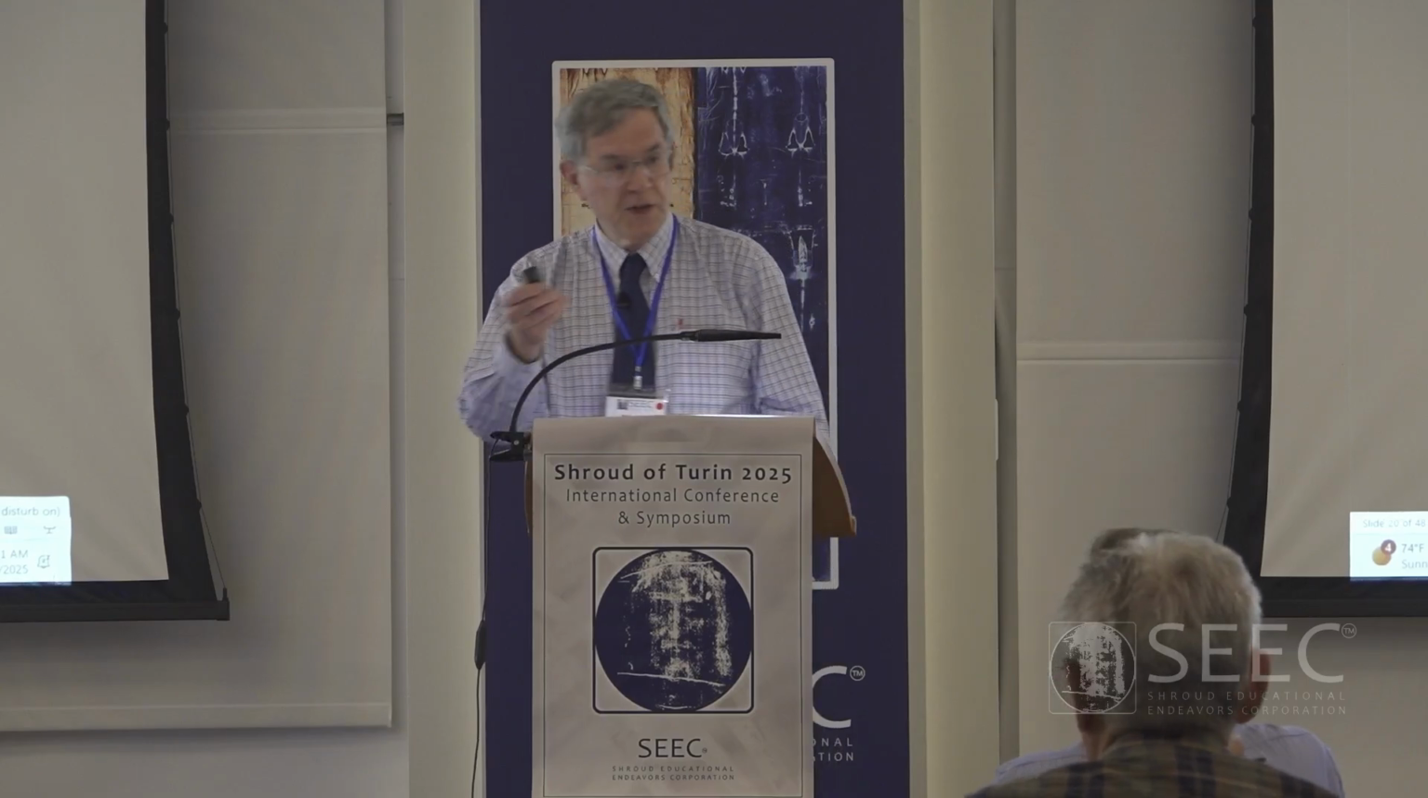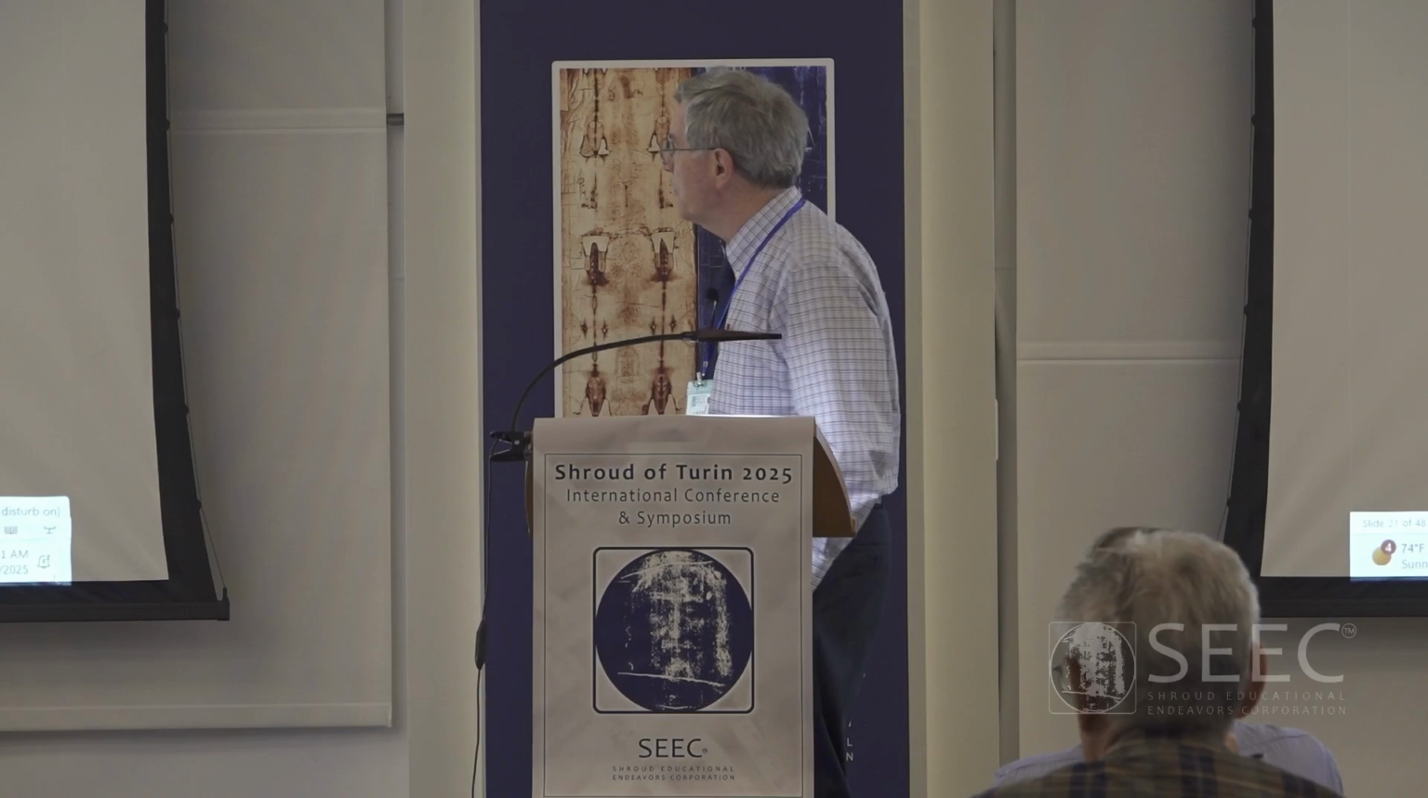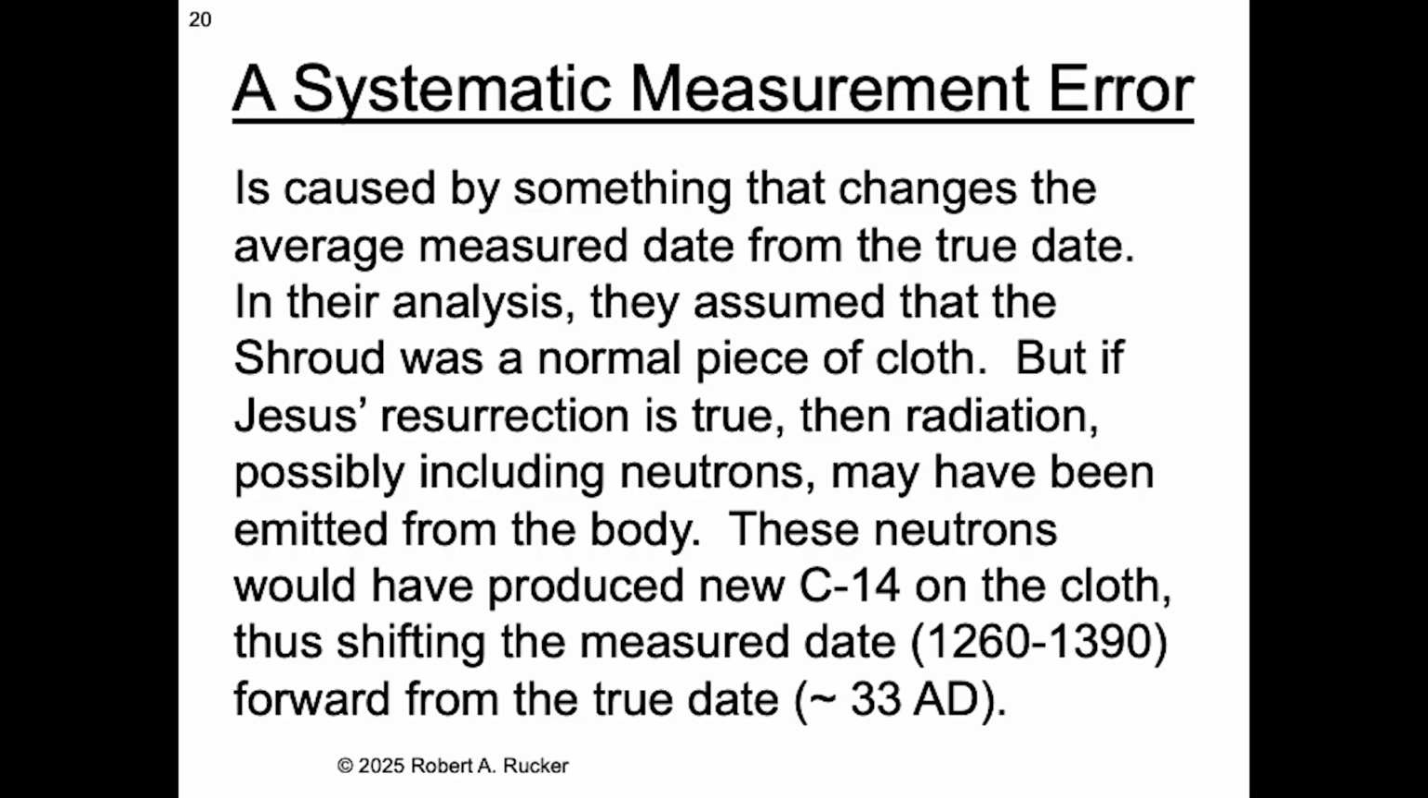Okay. Any questions on that at all? Okay. Let's move on. So a systematic measurement error is caused by something that changes the average measured date from the true date. In their analysis, they assume that the shroud was a normal piece of cloth. But if Jesus' resurrection is true, then radiation, possibly including neutrons, may have been emitted from the body. These neutrons would have produced new carbon-14 on the cloth, thus shifting the measured date forward from the true date, so that the neutron production in the cloth would be what would constitute the systematic measurement error. So it would change the mean value of the measurements from the true value.